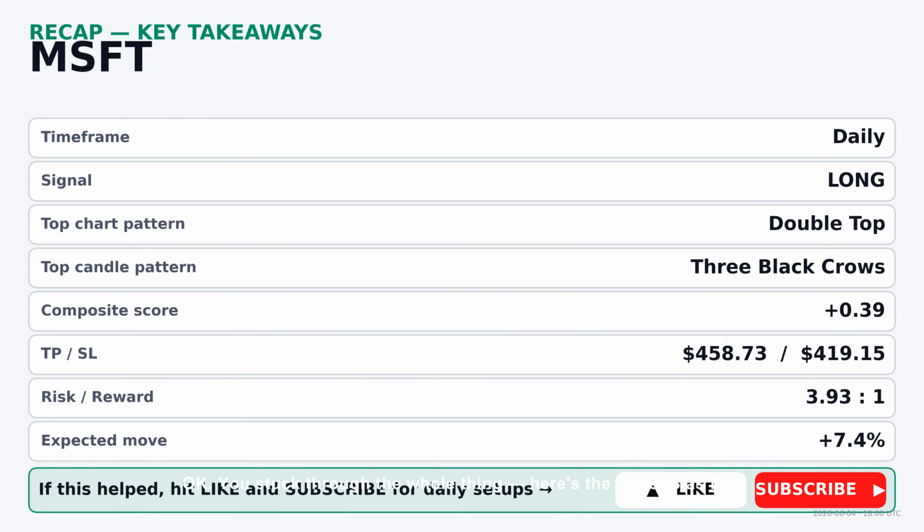So zoom out for a second. What we just walked through on MSFT, that's a long bias setup projecting roughly 7.4% from here. And here's why it matters. Every piece we looked at, the chart structure, the candle confirmation, the indicators, the institutional order blocks, the volume profile, the order flow, they all stack in the same direction. When you see that kind of multi-factor agreement, that's when the highest conviction trades happen.